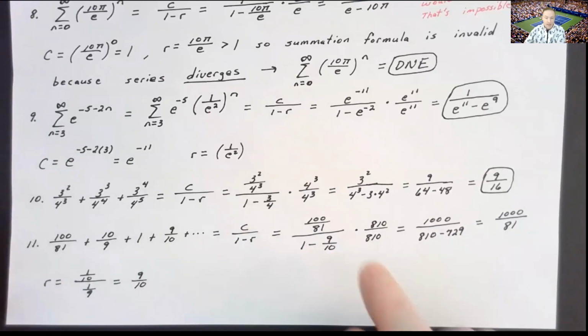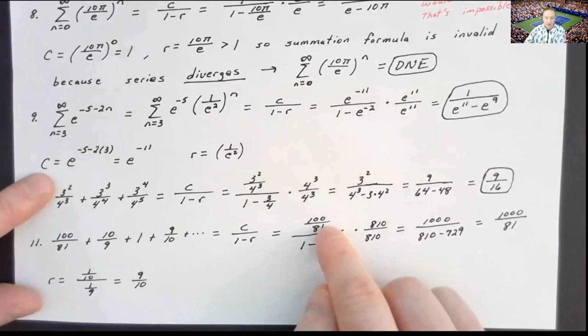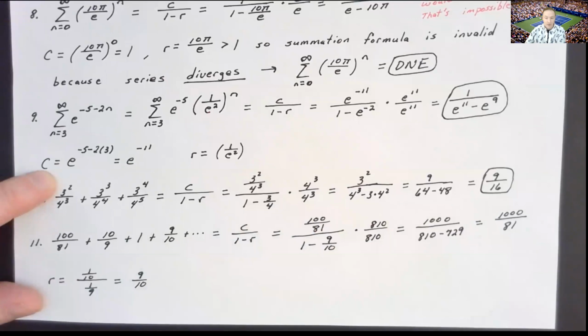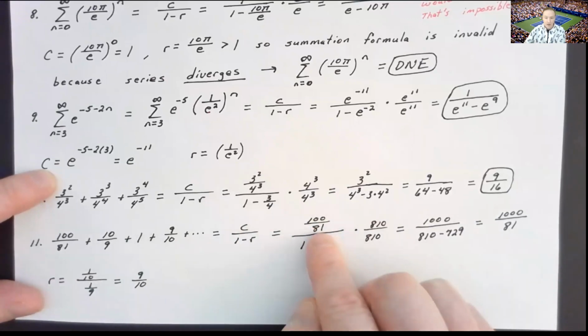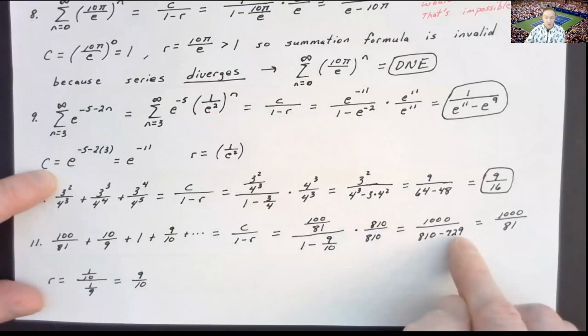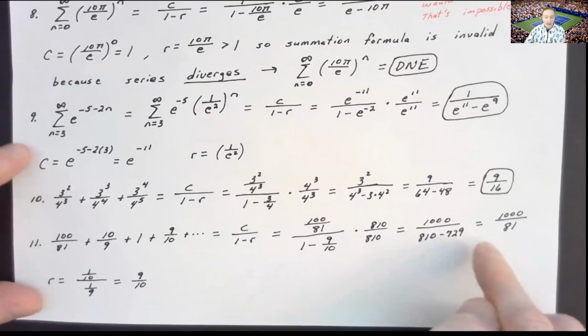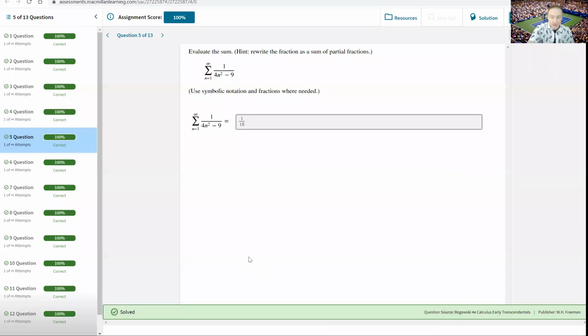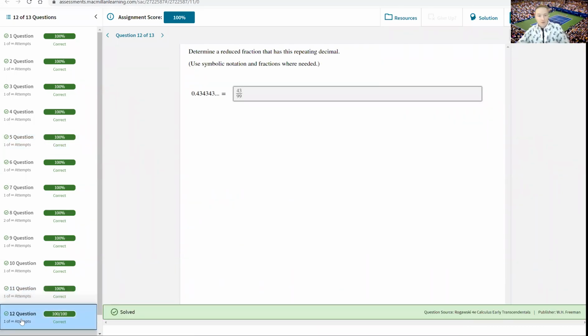So I just went ahead and multiplied by the least common denominator of 81 times 10. I multiplied by 810 in the numerator and denominator. When I did, my numerator gave me 1,000. My denominator is 810. And then I would have had 81 times 9, which is 729. 810 minus 729 gave me an 81 for that denominator. Worked out really nicely. Now, the last couple of questions here. Number 12.